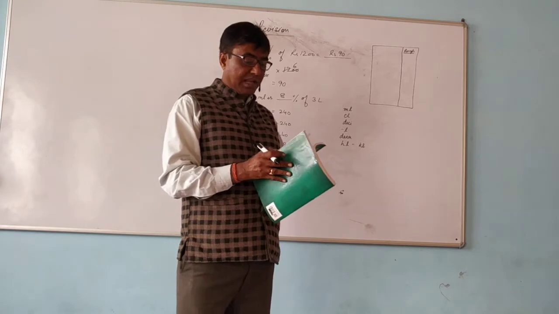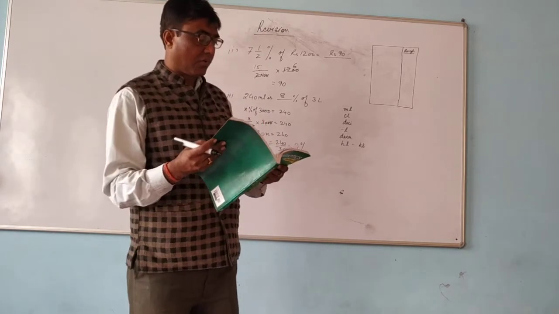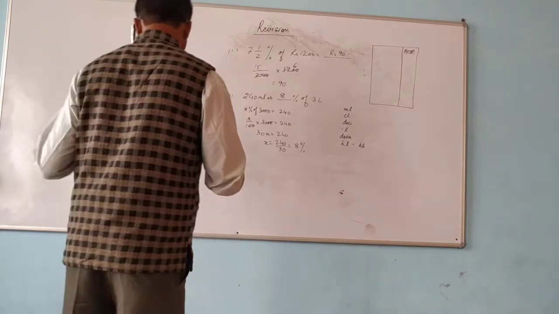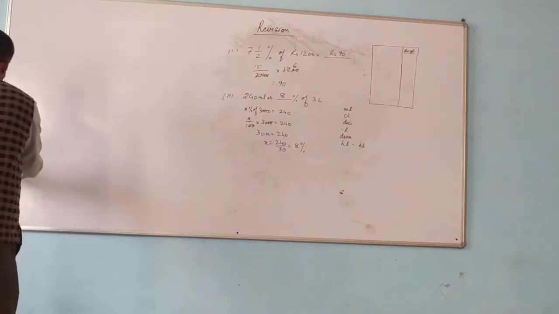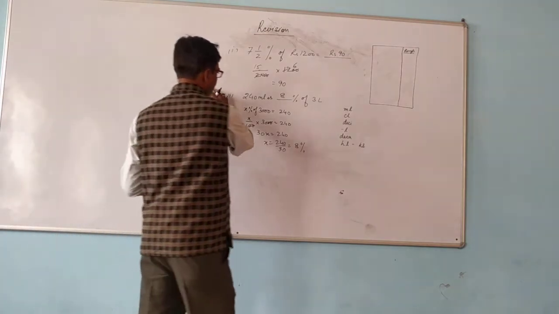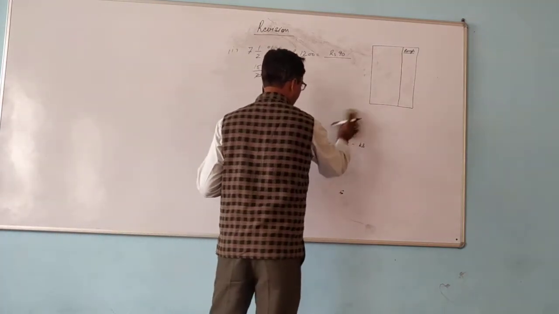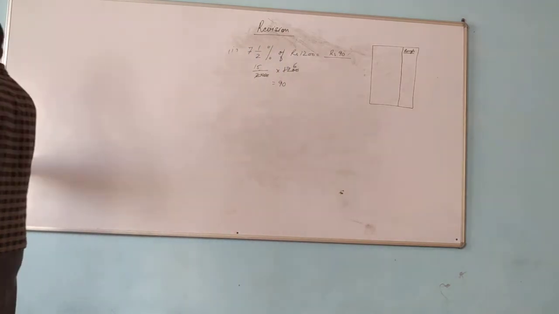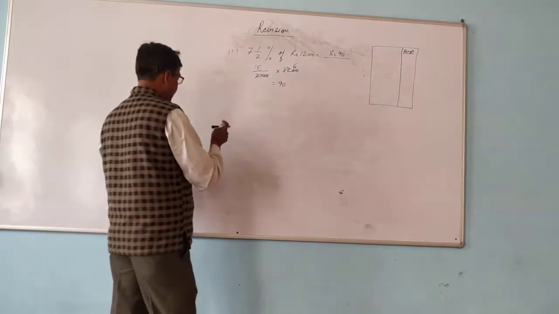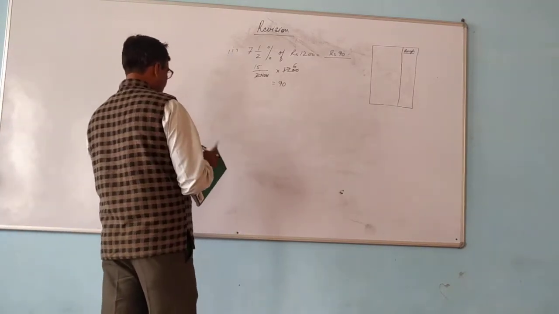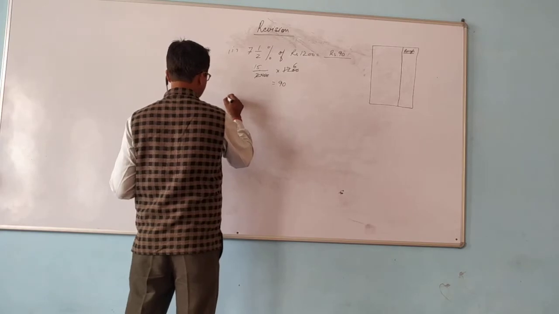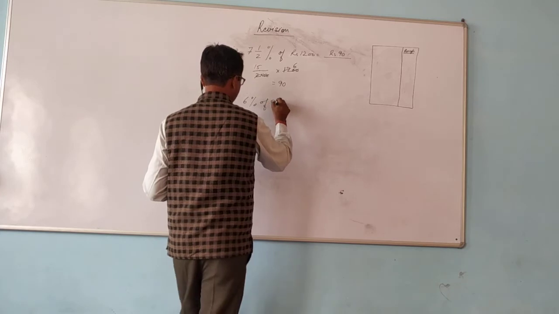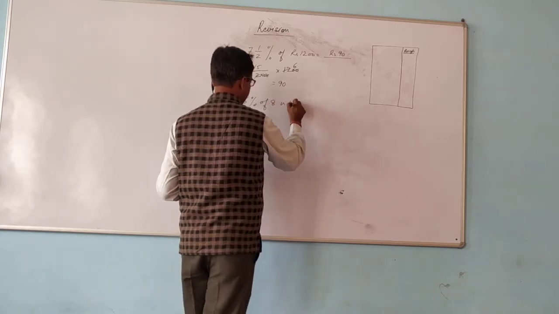Then fill in the blanks is there. Then comes true and false. The statement is 6% of 8 is 48. Now you justify your answer, whether it is true or whether it is false. It is given as 6% of 8 is 48.